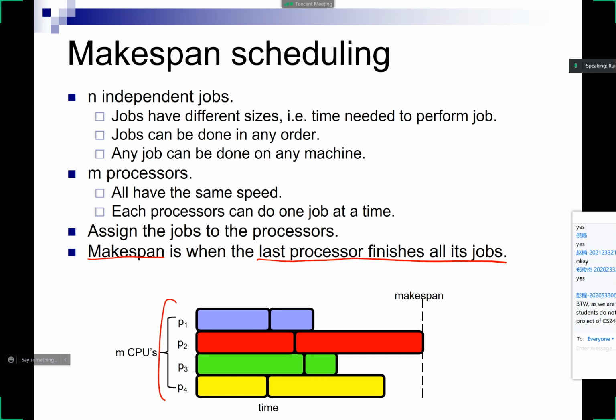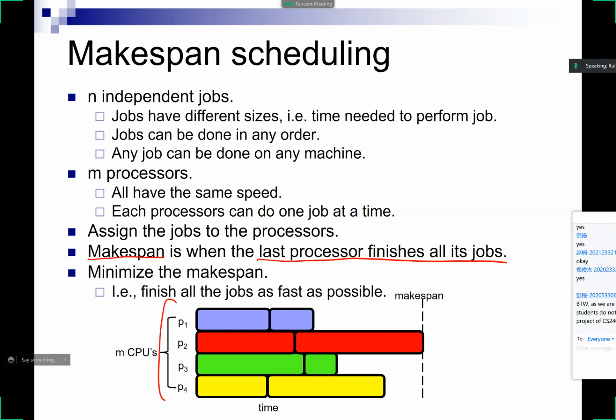these 4 processors, then if you schedule them in this way, the makespan is when the last processor finishes. So it's just when P2 finishes. And you want to schedule things in a way which minimizes the makespan, which corresponds to finishing everything as quickly as possible.